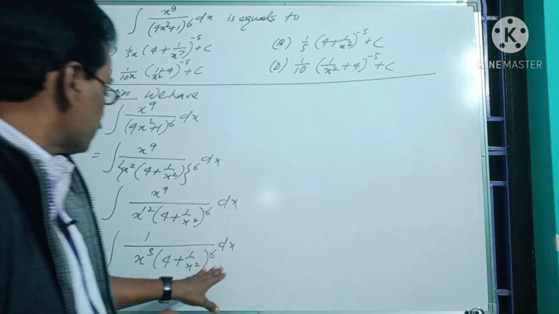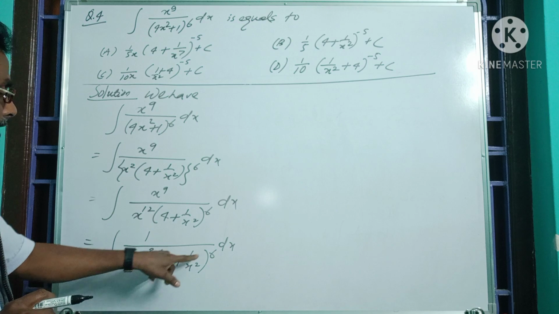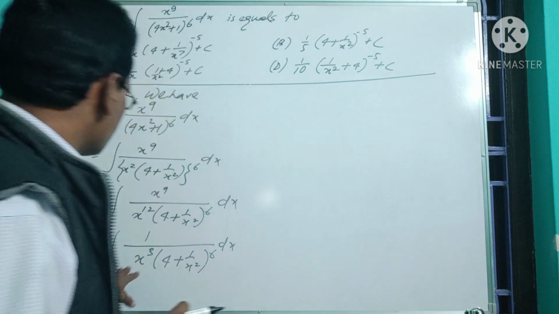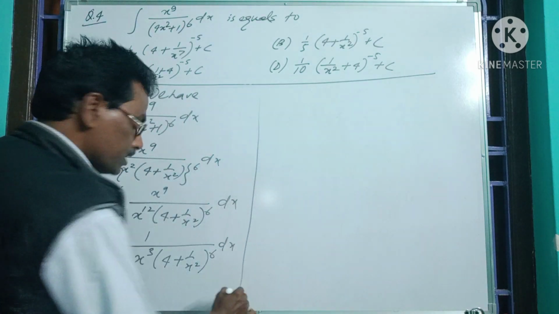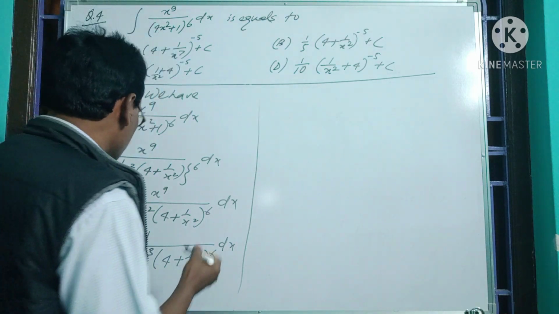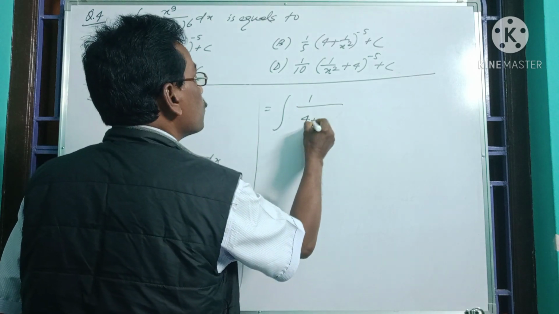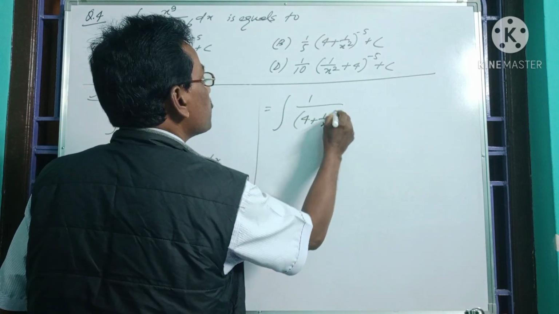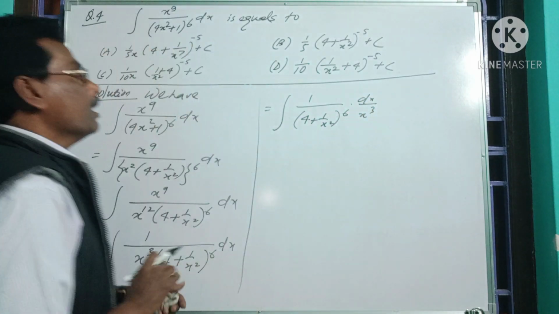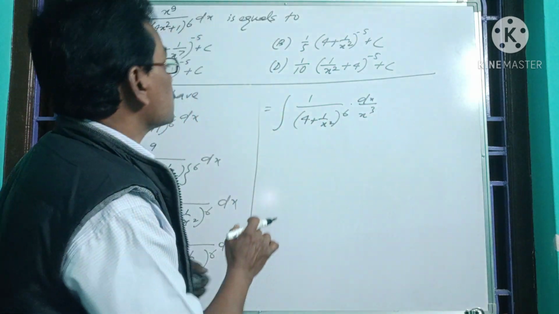So if you carefully observe the denominator of the integrand, if you differentiate 4 plus 1 by x square, definitely there we can find a factor that is x cube. So let us try to adjust x cube with dx. So adjusting dx with x cube, we have integration of 1 by (4 plus 1 by x square) whole to the power 6 with respect to dx by x cube. So after adjustment, now let us apply the method of substitution for integration.